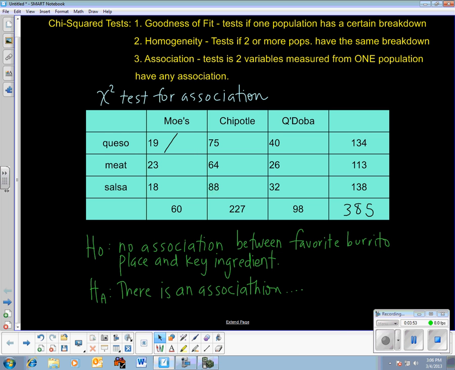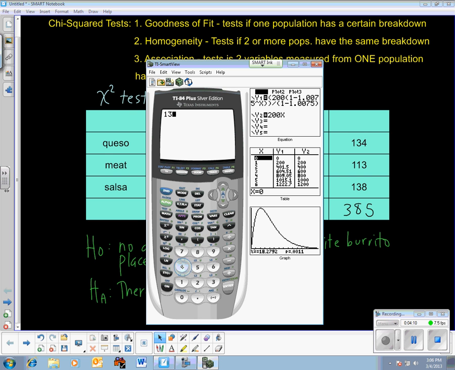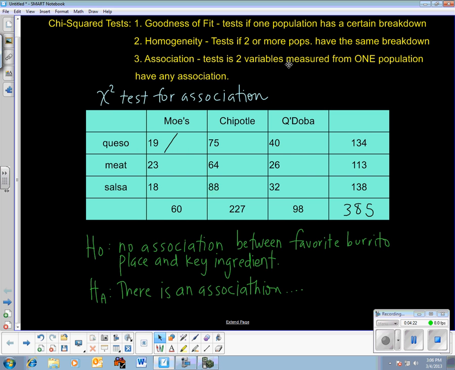So how many people do we expect to like Moe's and think queso is the most important? It's the same process. It's the row total times the column total divided by the total. So 134 times 60 over 385. You can use your list to do these if you want. We're going to use the matrices anyway. This will work just fine. So we would expect 20.88 people to be there.